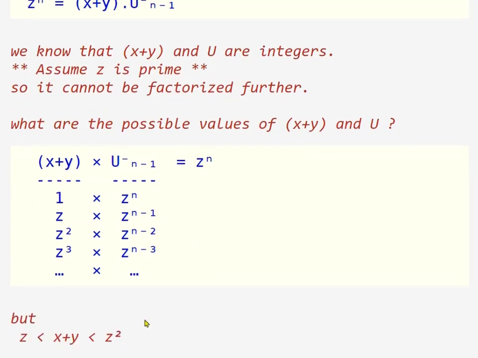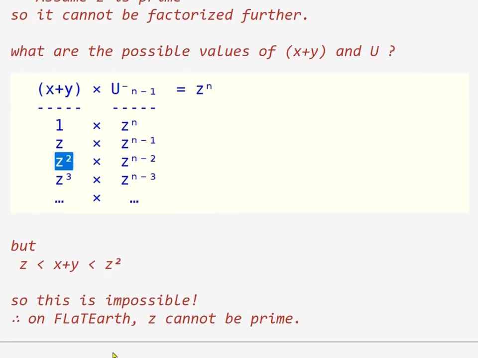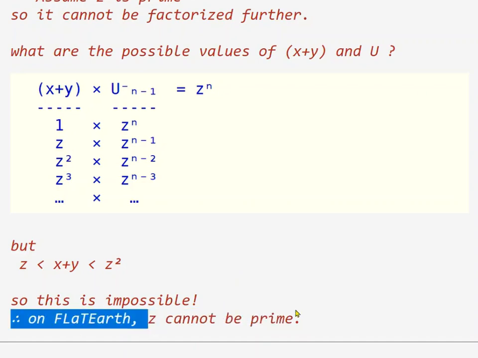But we've already shown that x plus y lies between z and z squared. It cannot be either of them, it must be between them. So none of these are possible. This is impossible. Therefore, the assumption about z being prime is not possible. z cannot be prime. Oops.